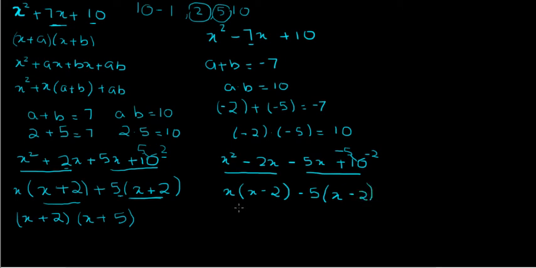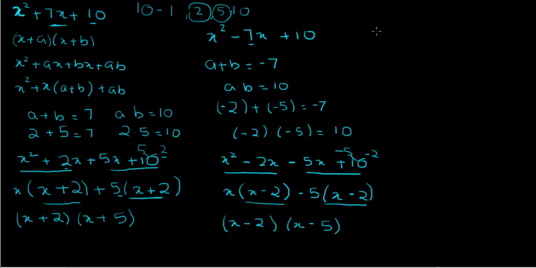Okay. Now again we get two terms. We observe that x minus 2 is common in both the terms. So I'll take x minus 2 out. From the first term, once I remove x minus 2, we are left with x. And from the second term, once we remove x minus 2, we are left with minus 5. So the two factors of x squared minus 7x plus 10 are x minus 2 and x minus 5.